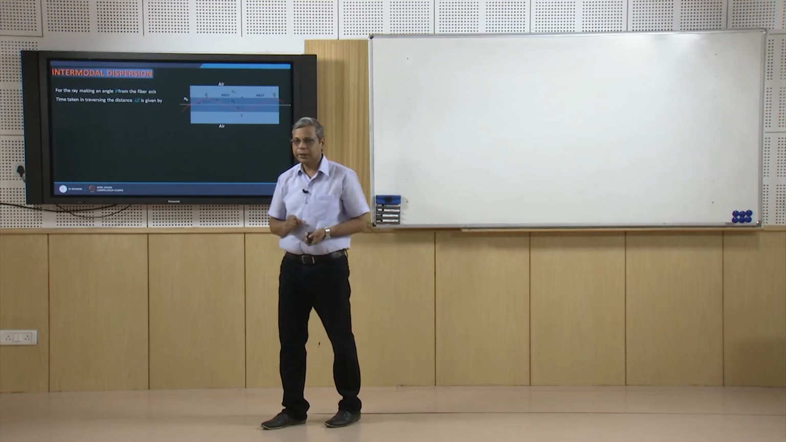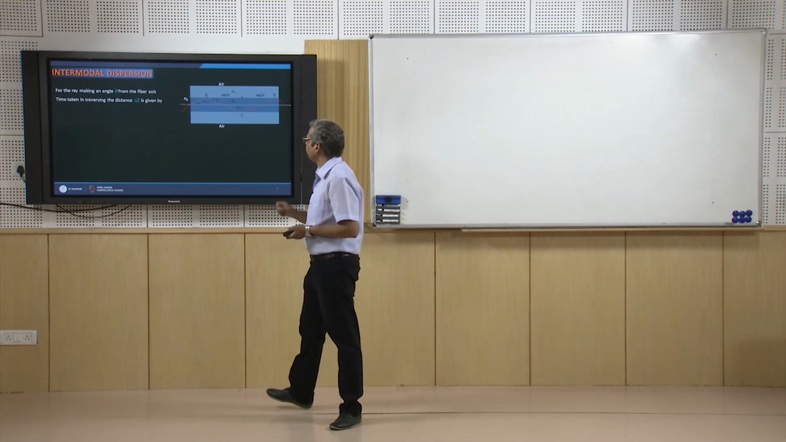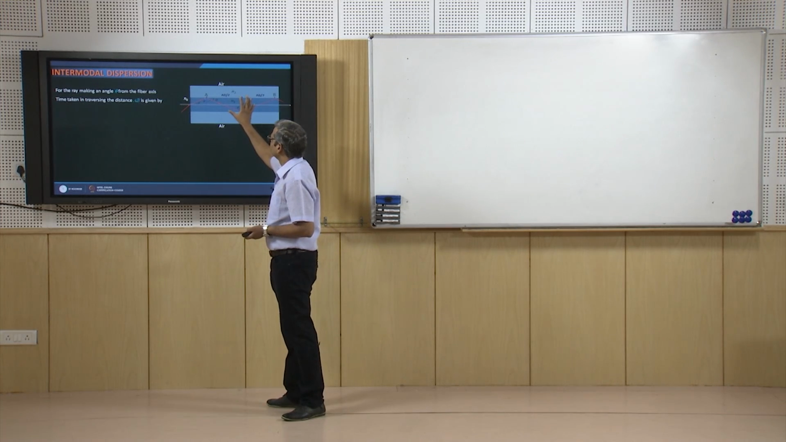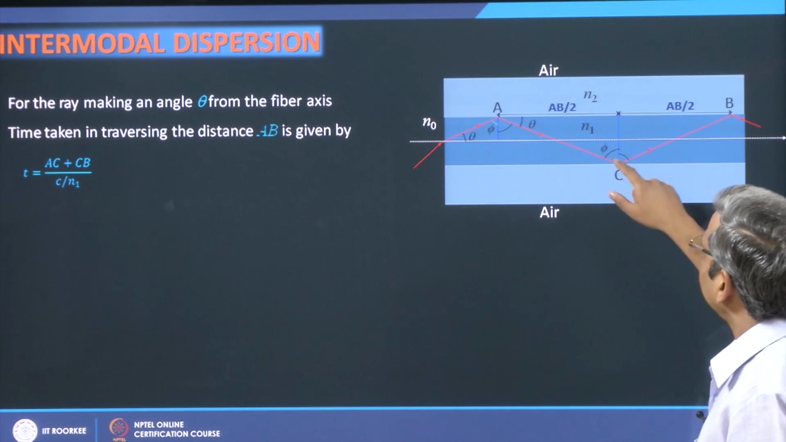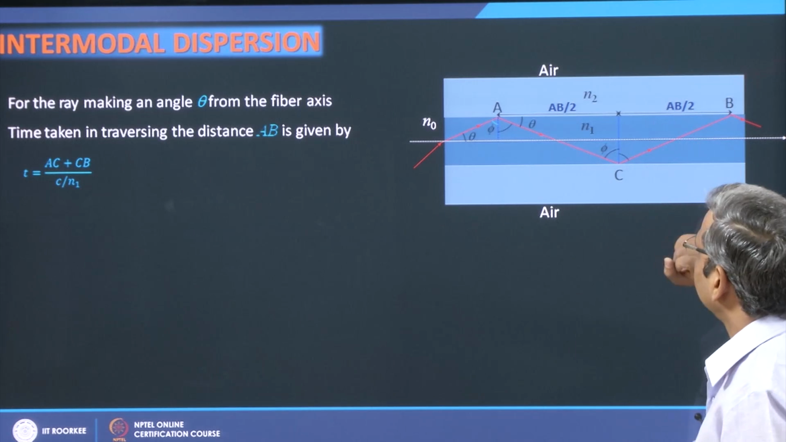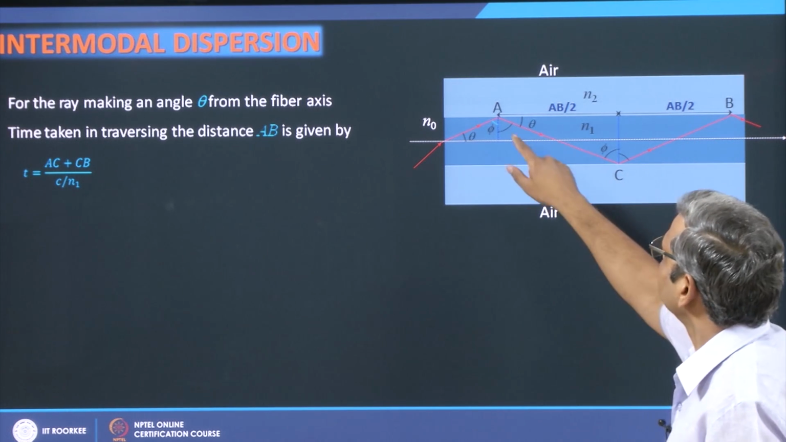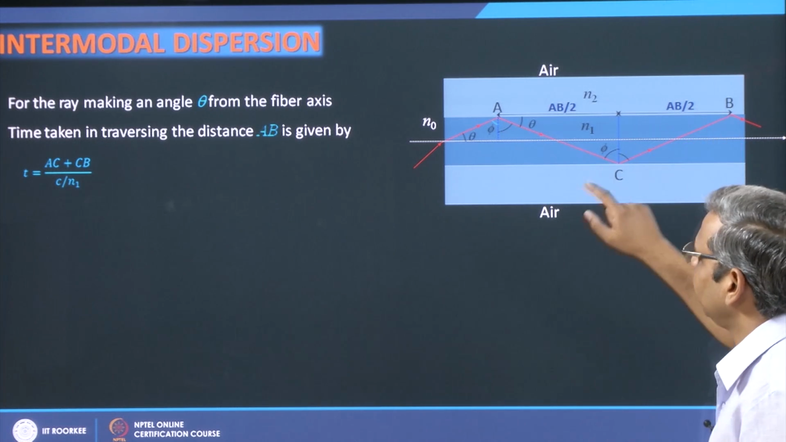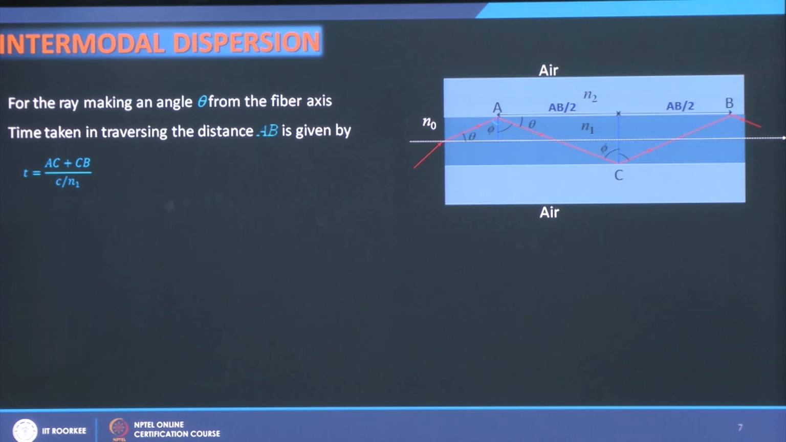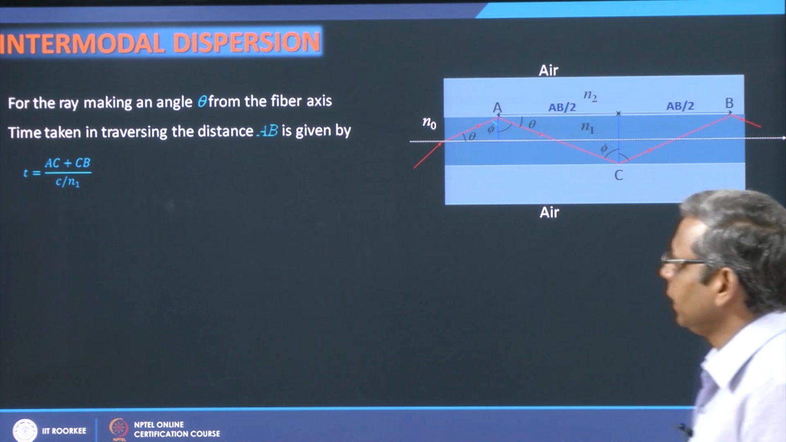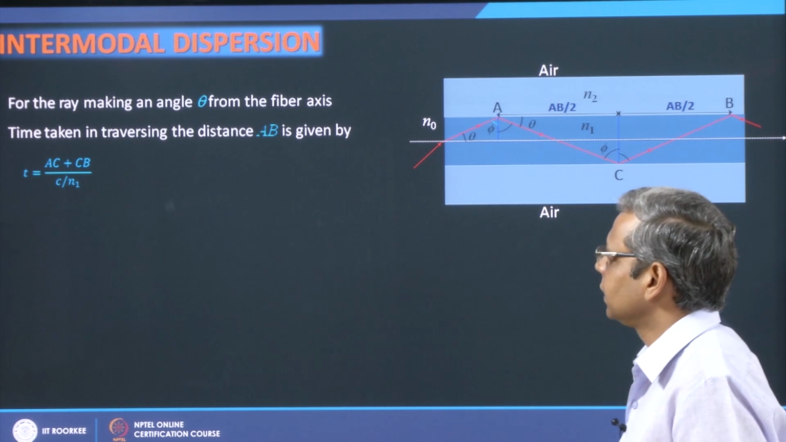find out what would be the time taken by traversing L length of the fiber, because that L length can be comprising these several ABs. So, what would be the time taken in reaching from A to B if it follows this path, the red path? Well, it is very simple: AC plus CB divided by the velocity of light in the refractive index region of N1, which is c by N1. So, T is equal to AC plus CB divided by c over N1.